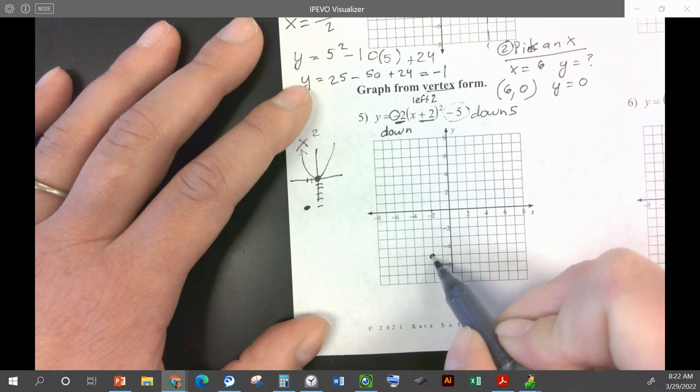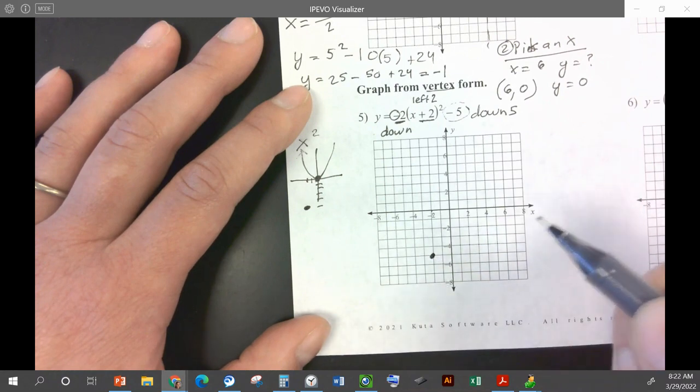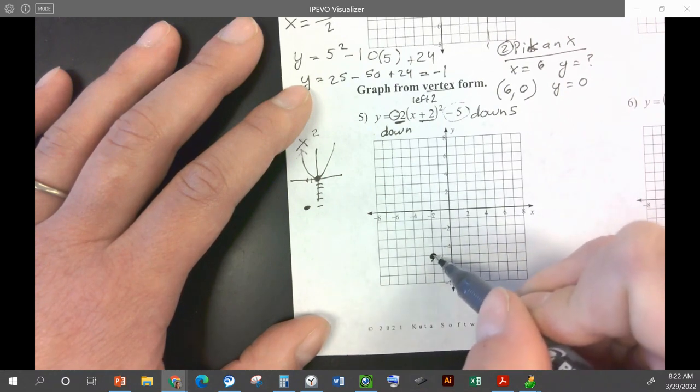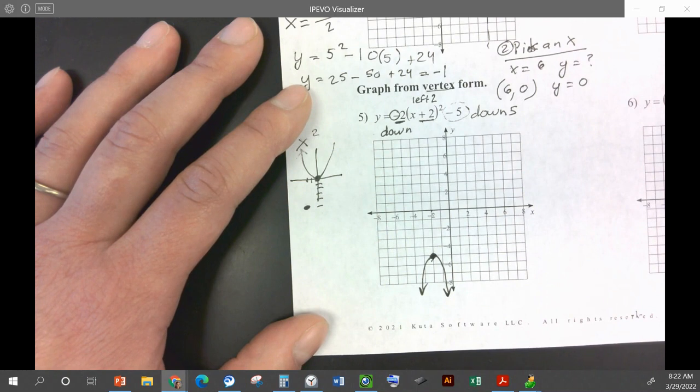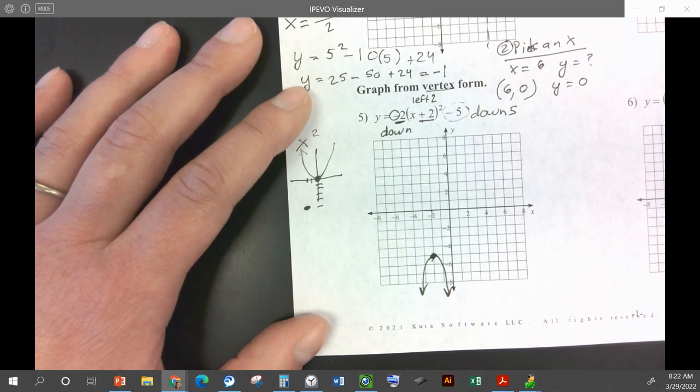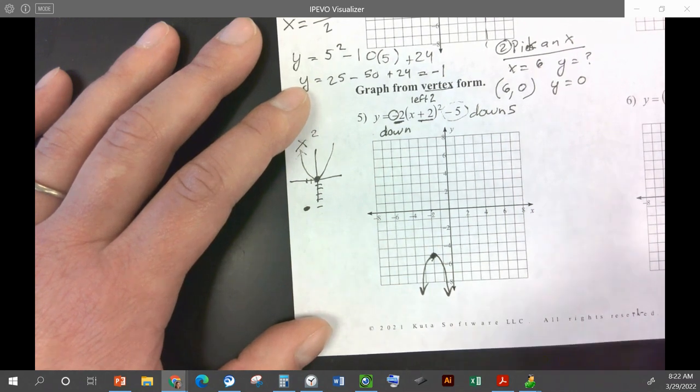And then is it going to open up or down? Down. And that's all I need. I need your vertex and I need that it opens down for these type of problems. Okay, you guys think you can do those ones? Those ones are pretty straightforward. Vertex form is nice.